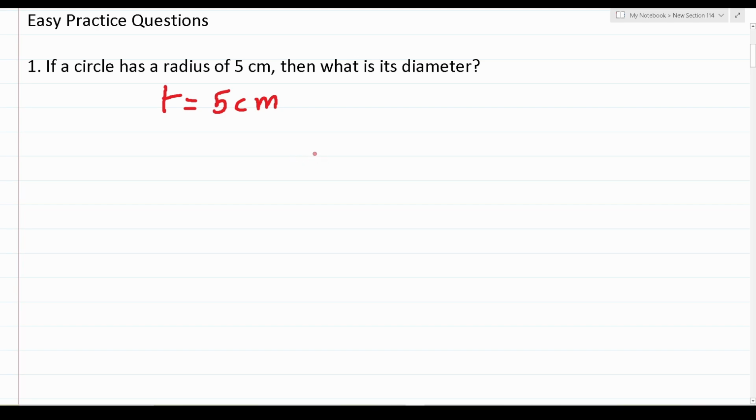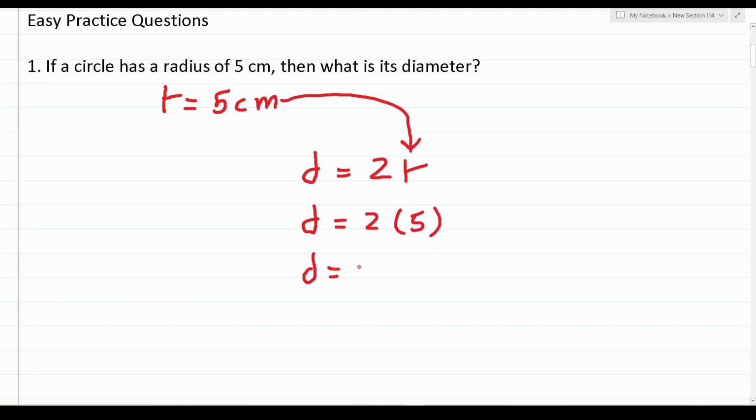Notably, I said the diameter of a circle is always twice as long as its radius, and algebraically, that looks like this. D equals 2r. Well, in this case, we know what r is. According to the problem, r was 5 centimeters. So we can go ahead and plug that into this formula. This becomes d equals 2 times 5. Of course, 2 times 5 is 10. So we know the diameter of this circle is 10 centimeters.